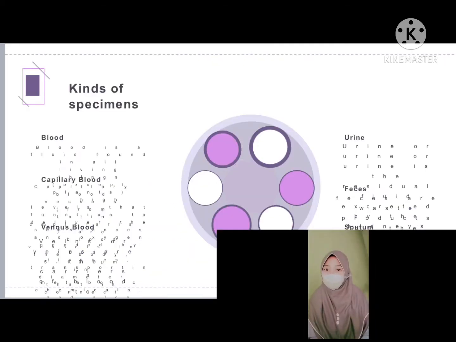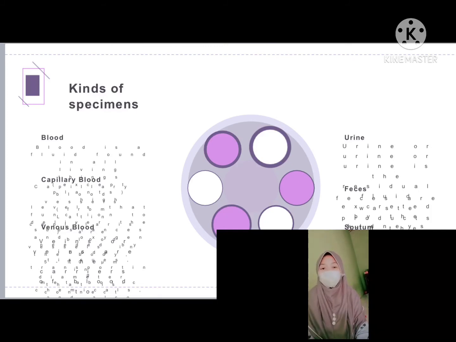Kinds of specimens. Blood. Blood is a fluid found in all living things except plants, whose function is to deliver substances and oxygen needed by body tissues, transport metabolic and chemical products, and also serve as the body's defense against viruses or bacteria.